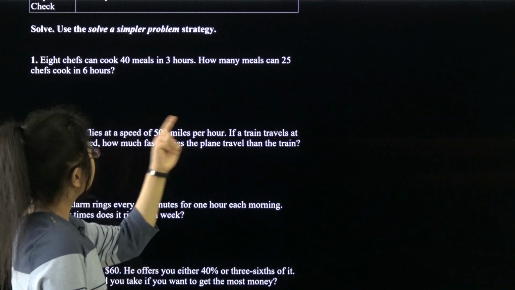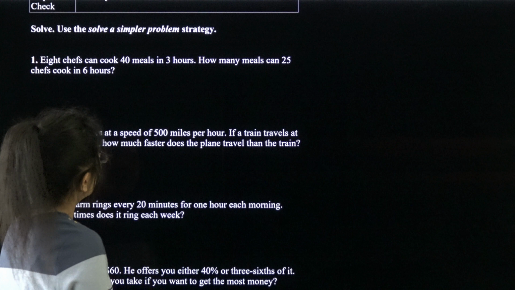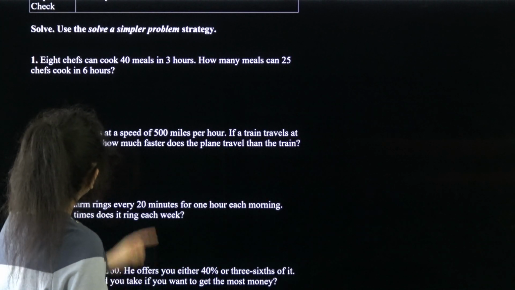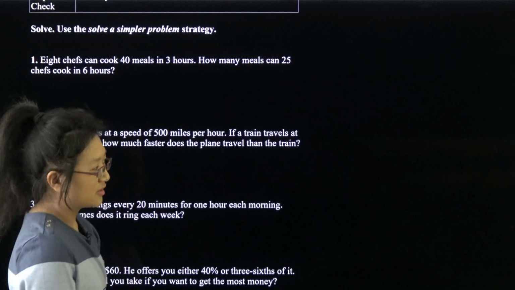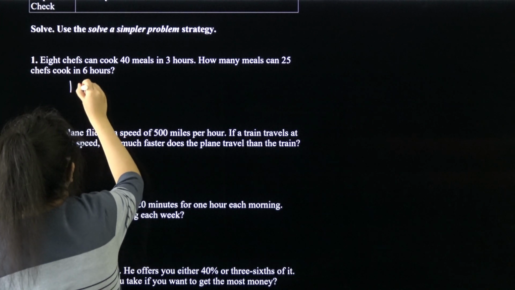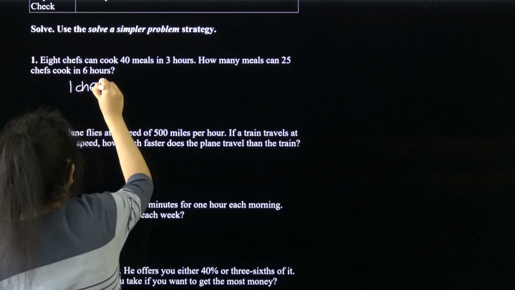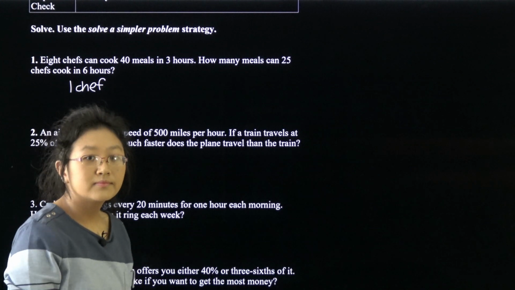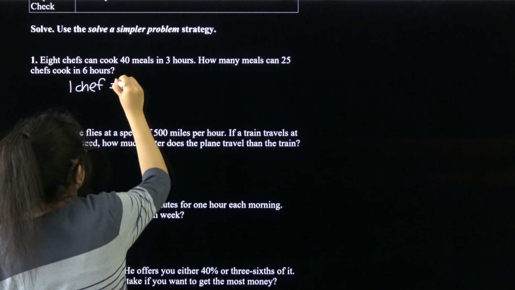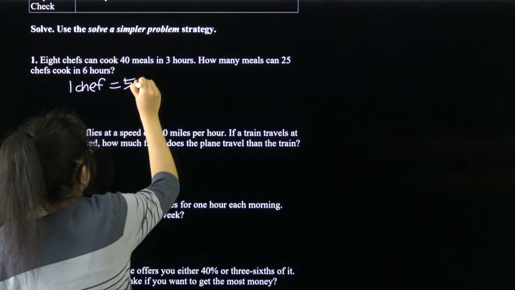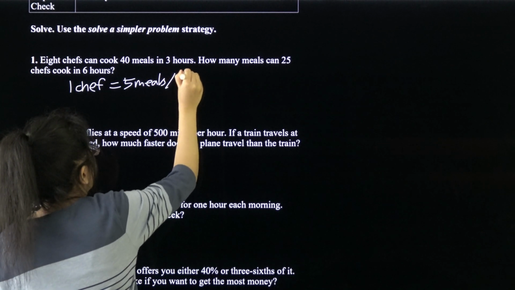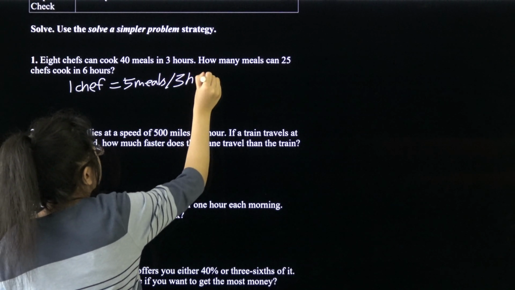8 chefs can cook 40 meals in 3 hours. How many meals can 25 chefs cook in 6 hours? So if 8 chefs can cook 40 meals in 3 hours, then we know that 1 chef can cook, what's 40 divided by 8? 5. Can cook 5 meals per 3 hours.